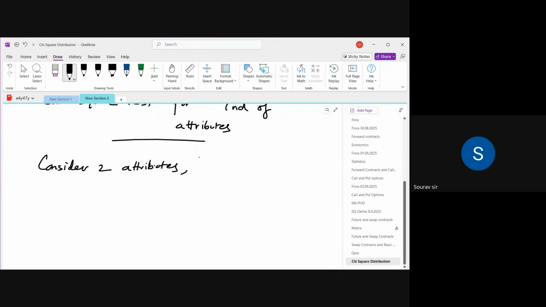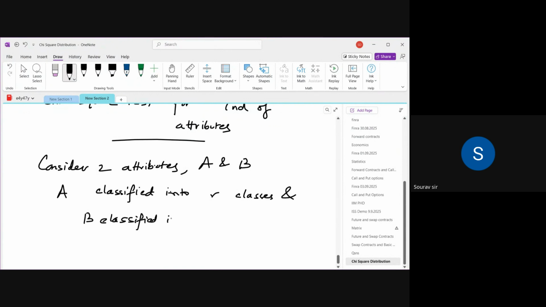What are the attributes? A and B. Okay. A is classified into R classes and B is classified into S classes. I'll make a big chunk.